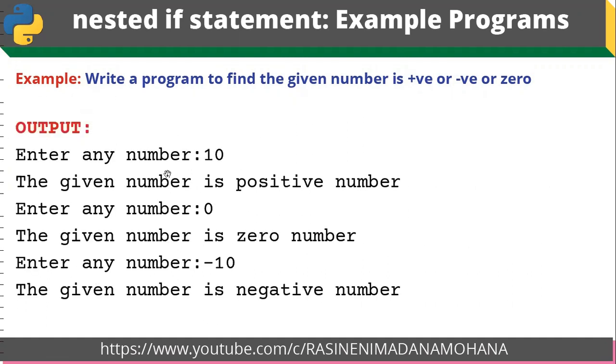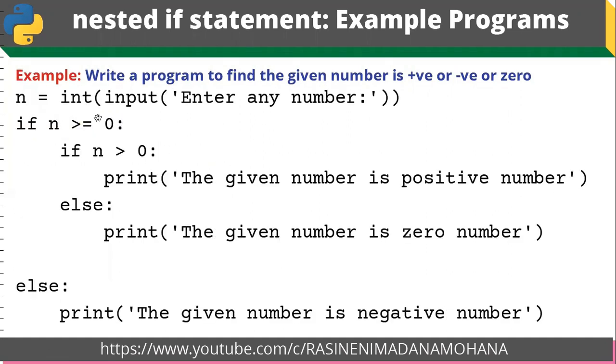Now this is the output. Suppose you enter, for example, 10. So here 10 greater than or equal to 0. So it is greater than 0, which means it comes to this condition. If n, 10, greater than 0, this condition is true, then it prints the given number is positive number.